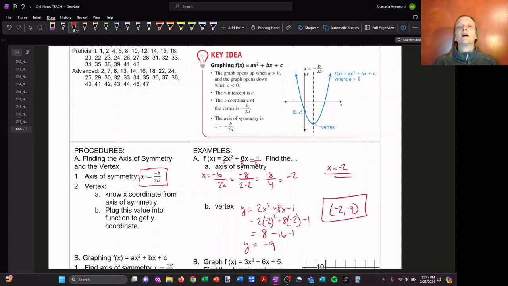So this formula, x equals negative b divided by 2a, for the axis of symmetry to get us that x coordinate for the vertex is really very handy. And then we can use that information to graph the rest of the parabola. Let me show you how to do that.